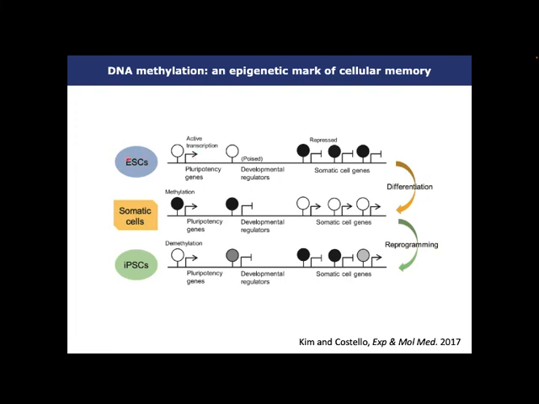And DNA methylation is an epigenetic marker of cellular memory. The somatic cells have specific methylation patterns. In the pluripotency genes, the promoters or enhancers are methylated, and their expression is suppressed. Developmental regulators are also suppressed. In the embryonic stem cell, pluripotency genes are actively transcribed without methylation, and developmental regulators are actively expressed. The somatic cell genes are repressed in the embryonic stem cell, which prevents the differentiation of these cells.